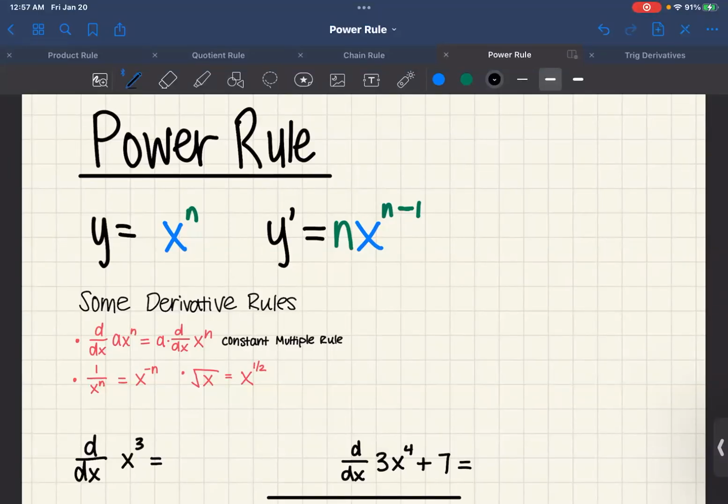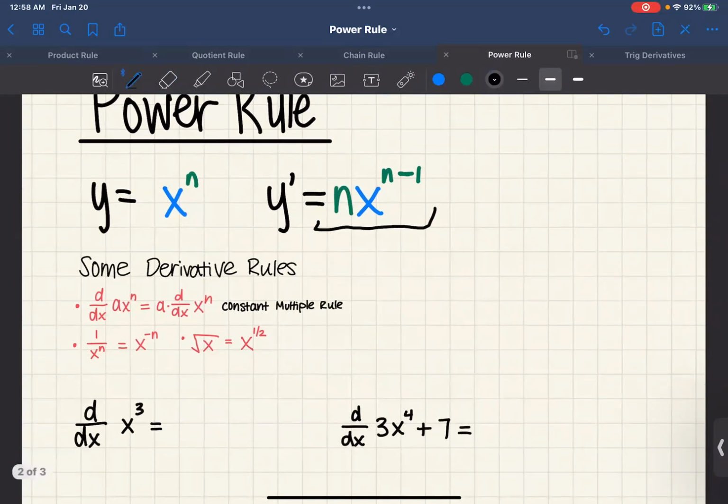Hey everyone, so in this video, we're going to be talking about the power rule. You use the power rule to take the derivative of any kind of polynomial, really. So anything that looks like 3x squared, anything like that. And this is the formula right here. It looks a little complicated, but it's actually pretty simple. It just looks confusing. So first we can look at some derivative rules.